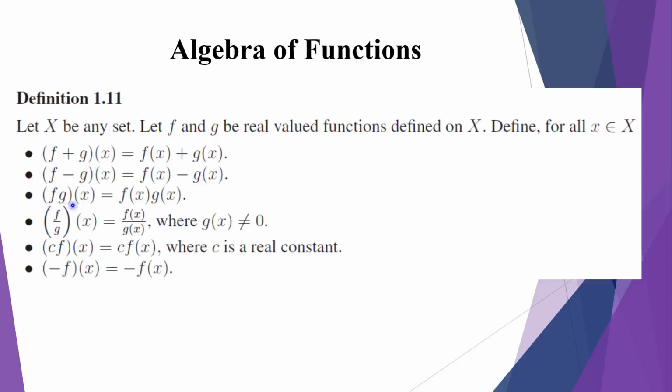f into g of x equal to f of x into g of x. Next, f divided by g of x equal to f of x divided by g of x, where g of x not equal to 0. Why? Because if the denominator value is 0, the function is undefined. Any number divided by 0 is infinity. So for any function, if 0 comes in the denominator, the answer is also infinity. So g of x must be not equal to 0.